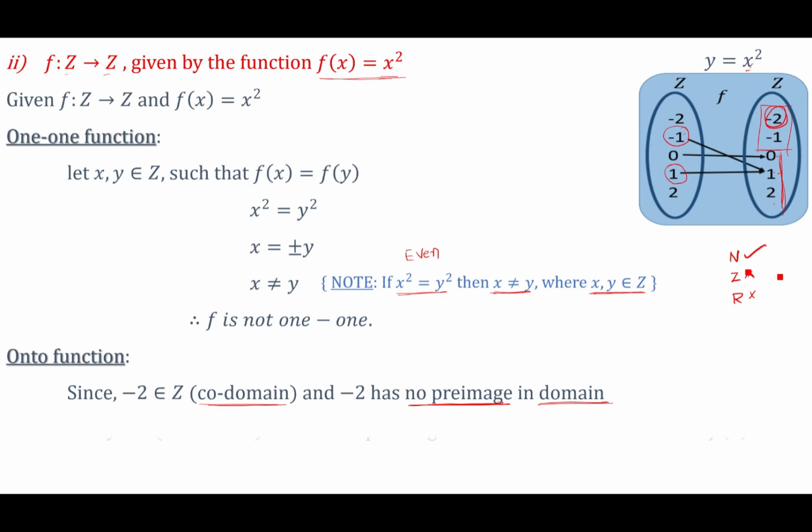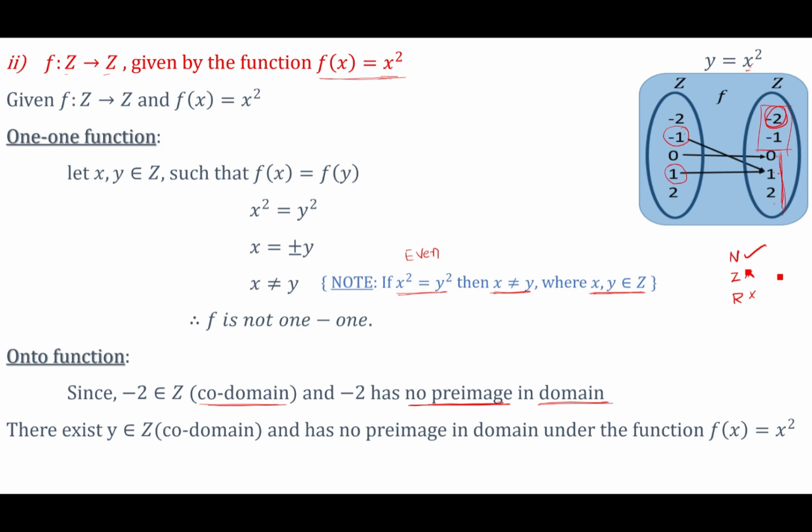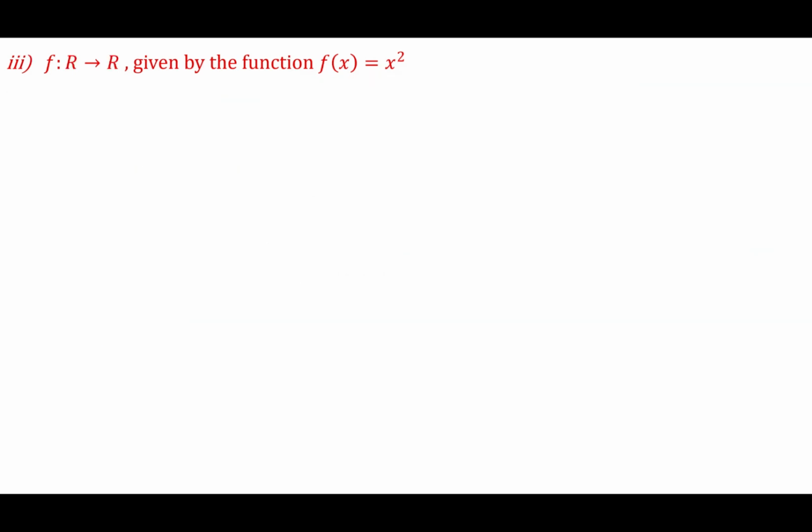In a formal sentence, we write it like this: there exists y belonging to the codomain that has no pre-image in the domain under the function f of x equals x square. That is why the given function is not an onto function. Part 3 of question 2.